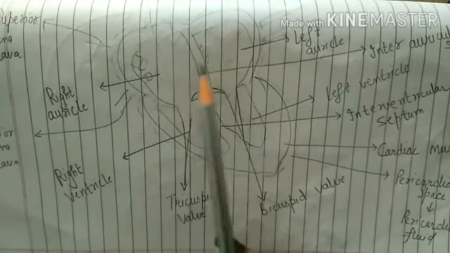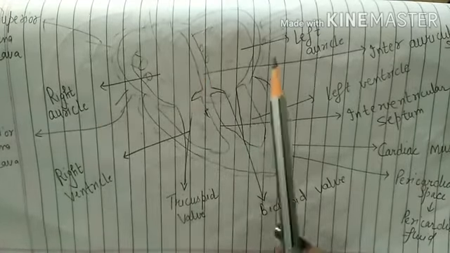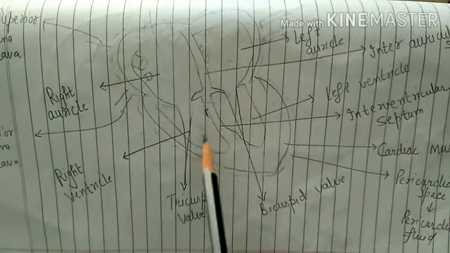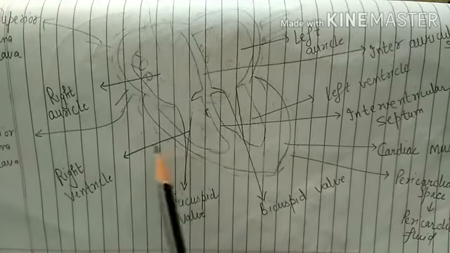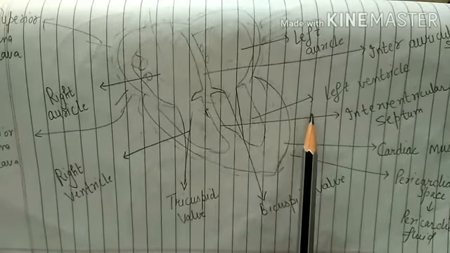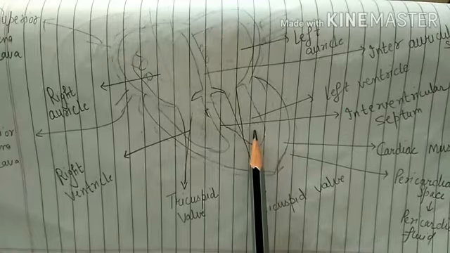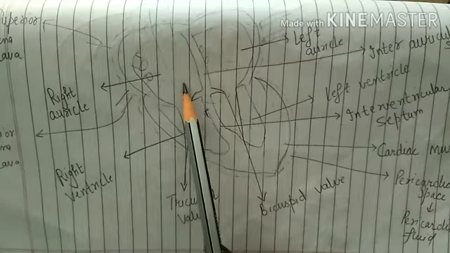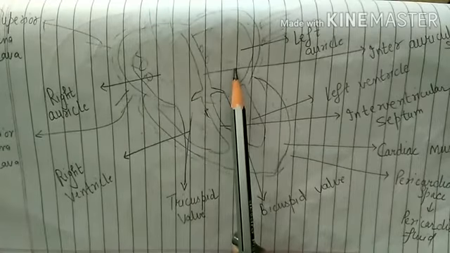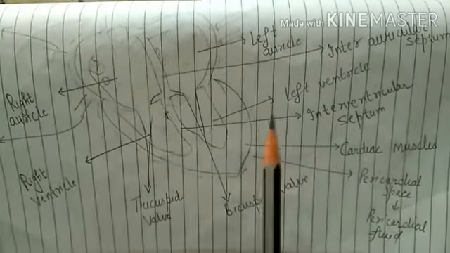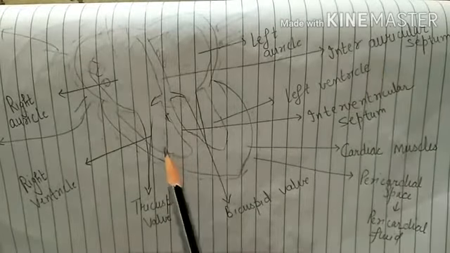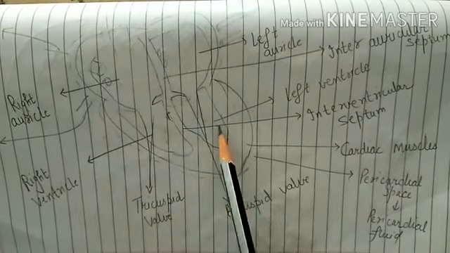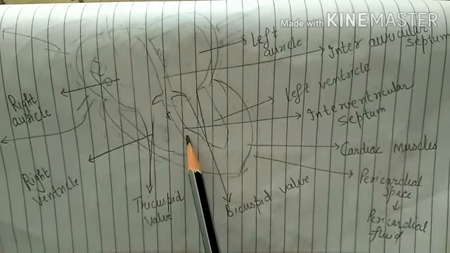The upper two chambers, known as the right auricle and left auricle, are the receiving chambers. And the lower two chambers, known as the right ventricle and left ventricle, are the distributing chambers. The right auricle is separated from the left auricle by the interauricular septum, and the right ventricle is separated from the left ventricle by the interventricular septum.